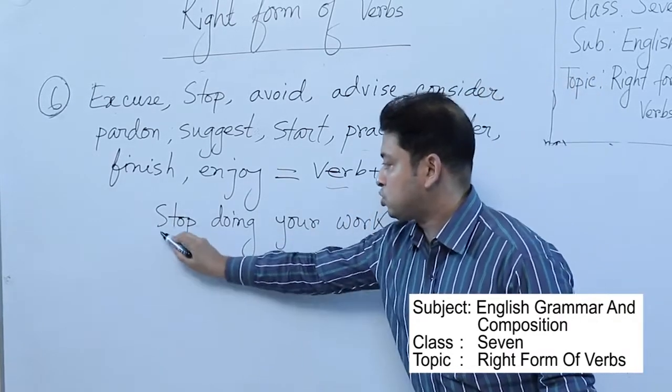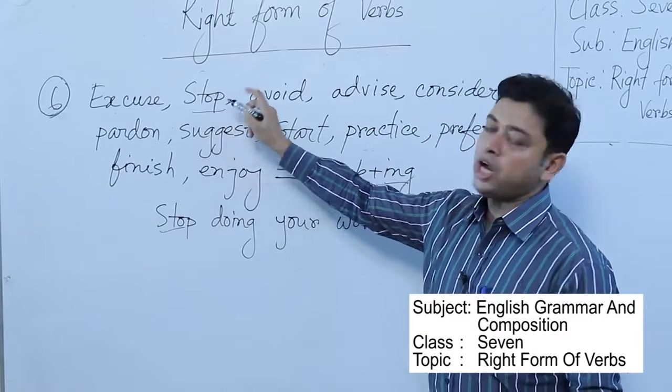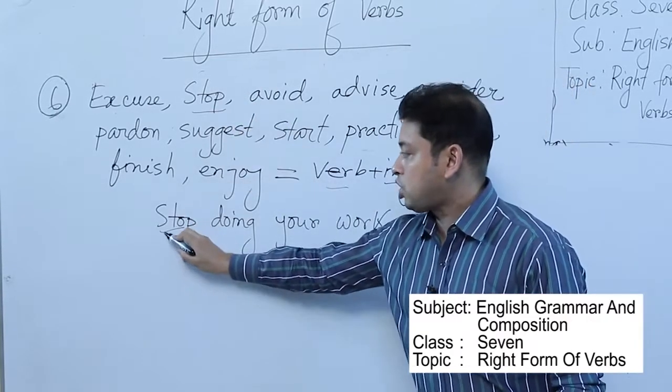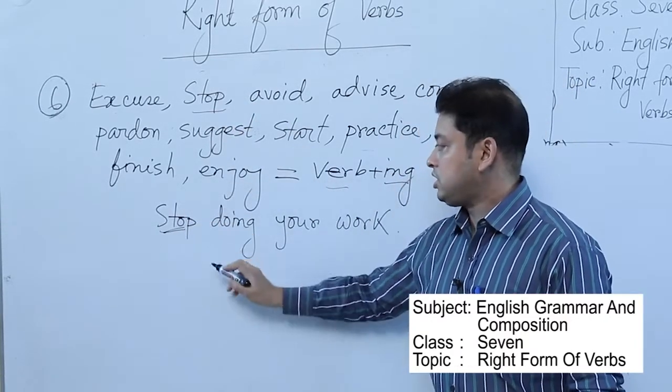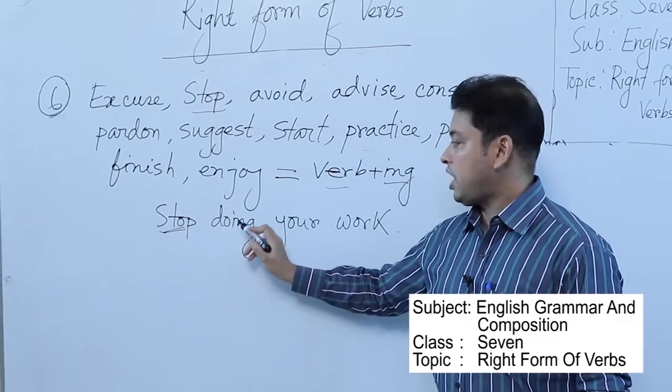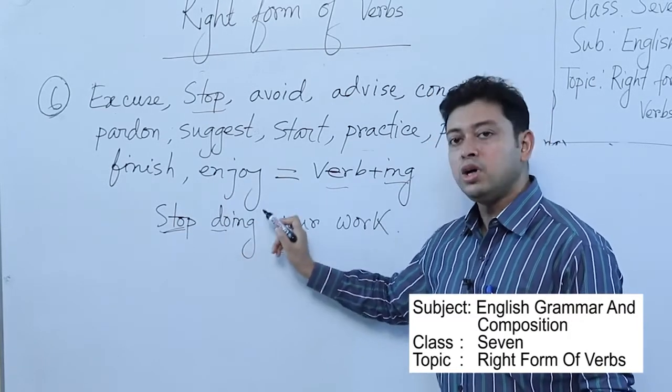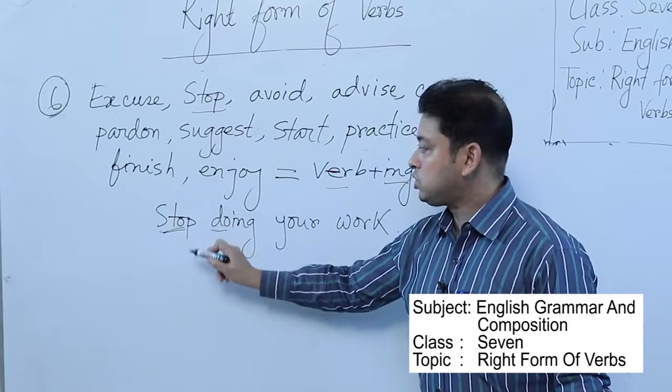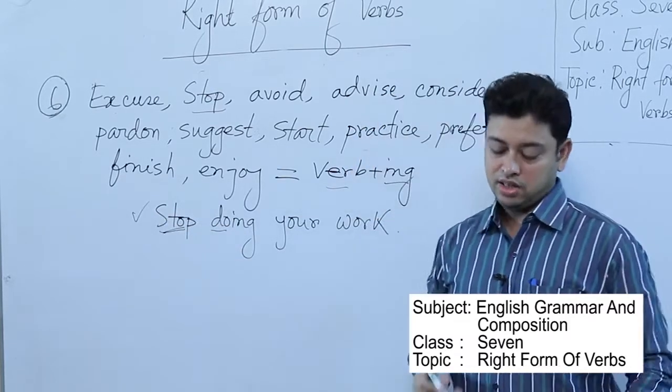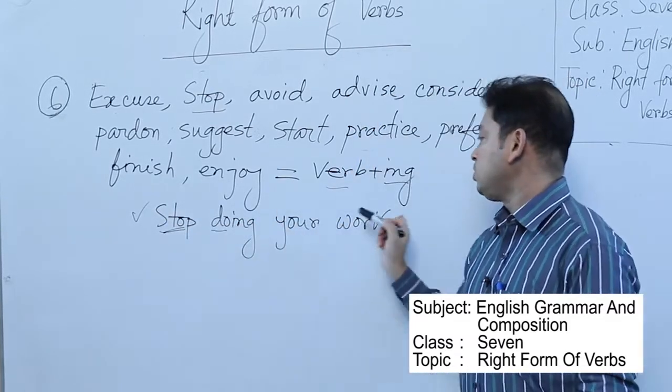This is an example. Stop, this is the verb here. So according to this rule, if there is a verb like stop, then after this the verb will be with an ing. Do is the main verb, after do ing is added. According to this rule, this is a correct sentence: stop doing your work.